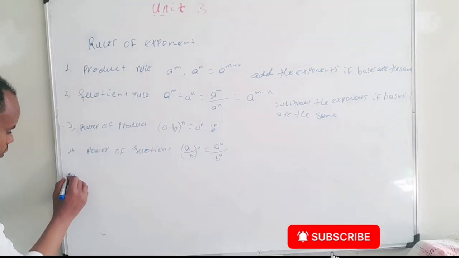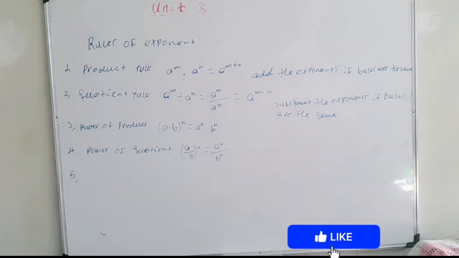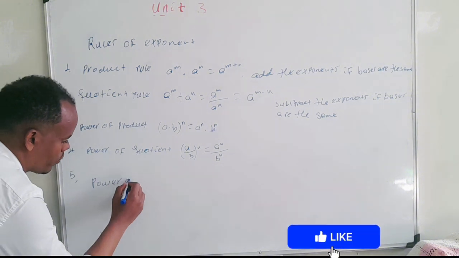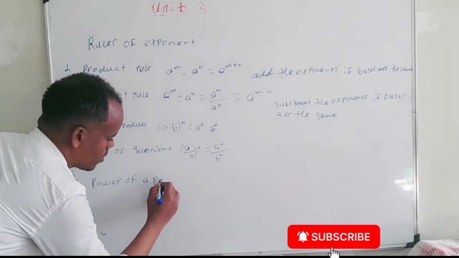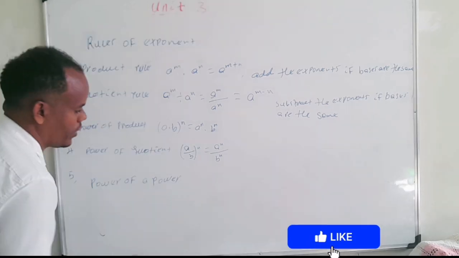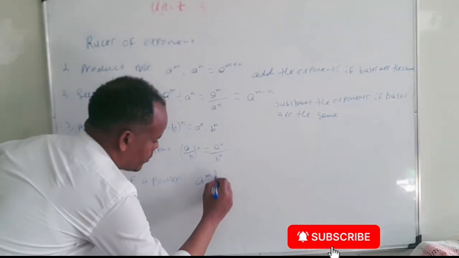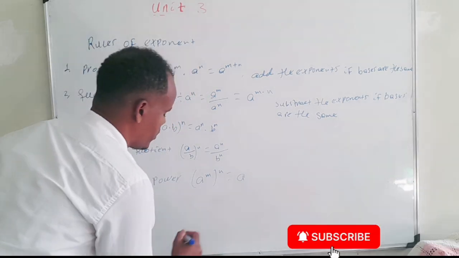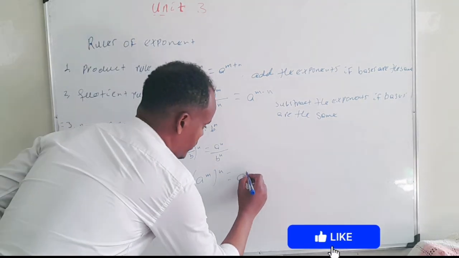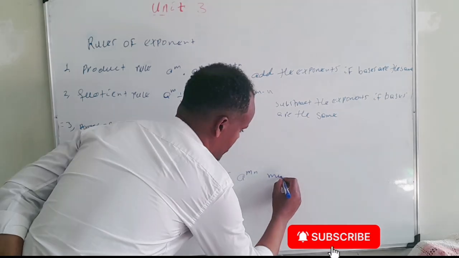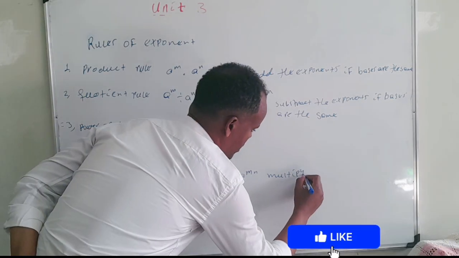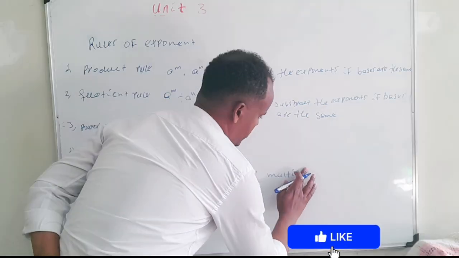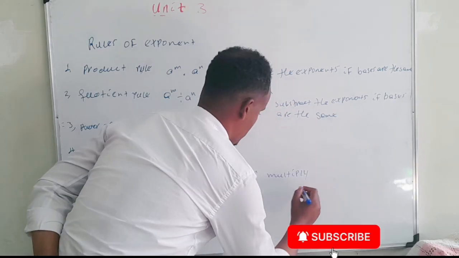And the fifth one is power of a power. a to the power of m to the power of n equals a to the power of m times n. Multiply the exponents.